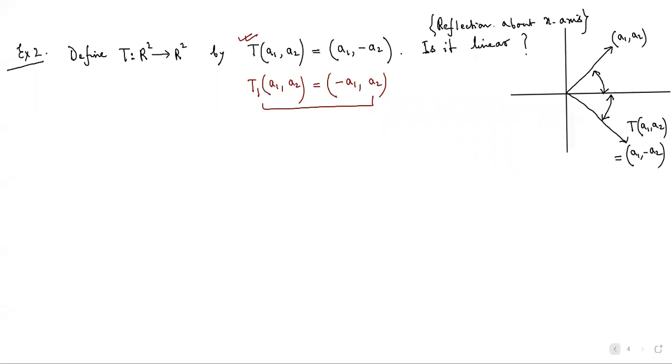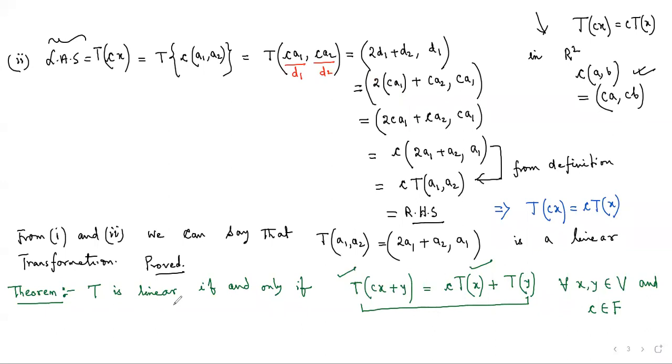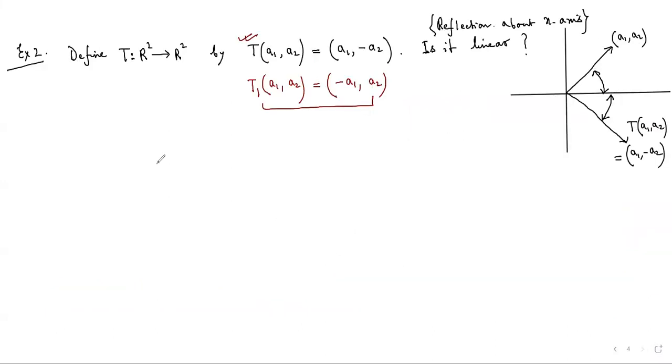Now suppose we have this theorem, so we can take the help of the theorem and check whether this is linear or not. So let's try to apply the theorem over here. We can start with the left hand side. Before that, we must select two elements x, y from R2, and we can select an element C from R, the field.